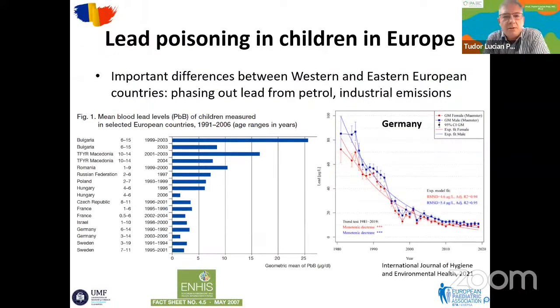But before discussing the lead exposure in Romania, I'd like to mention the important differences between Western and Eastern European countries regarding lead poisoning and lead exposure, mainly due to the phasing out of lead from petrol and industrial emissions. And we can see here from data since 1927, we have data from Bulgaria, Macedonia, Romania, the Russian Federation, and Poland with high blood lead levels compared to countries from the western part of Europe such as France, Israel, Germany, and Sweden. And we can see here the situation in Germany, where during the last 40 years there was a big decrease of these levels, and this was followed in eastern countries.